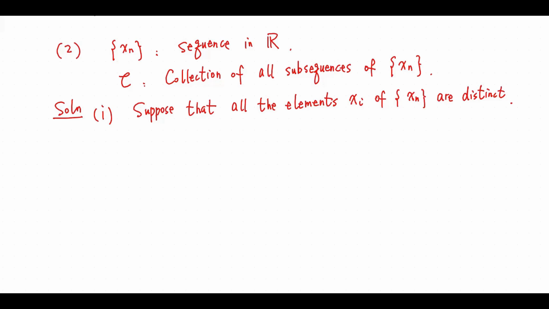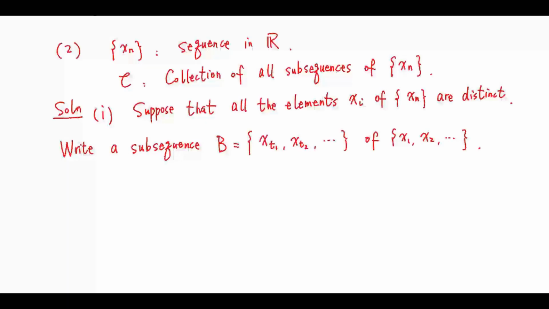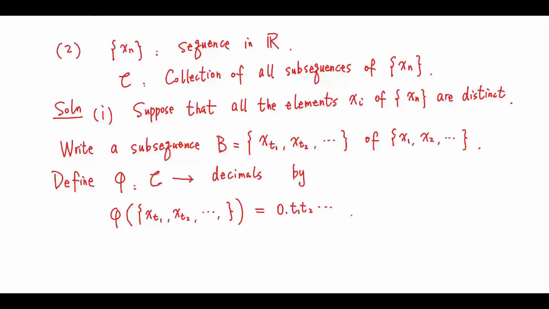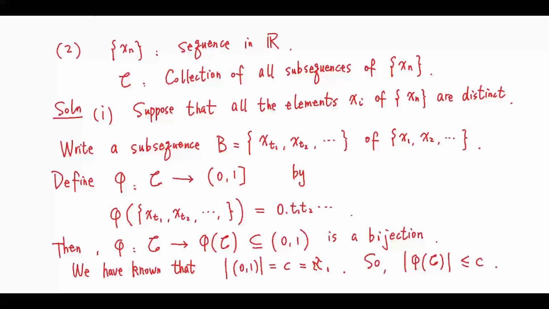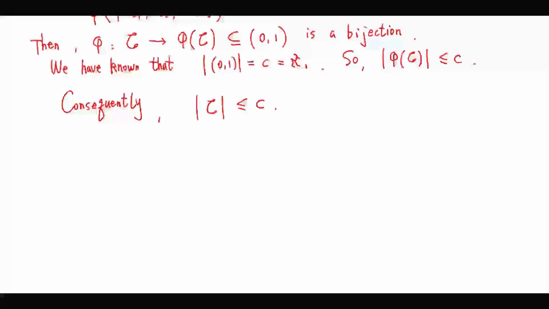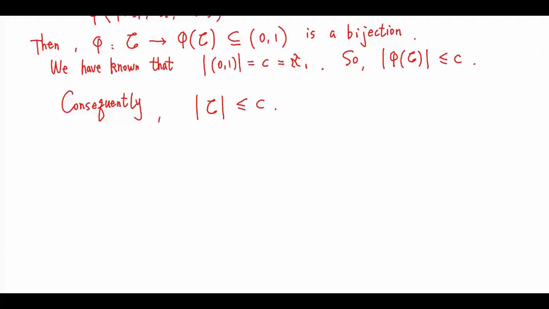Suppose that all the elements xi of the sequence xn are distinct. Write a subsequence given by this one. Define a mapping phi given by this one. Then the map phi from C to phi C is a bijection. We know that the cardinality of the open interval (0, 1) is equal to C. So we have this inequality. Consequently, we have this inequality.